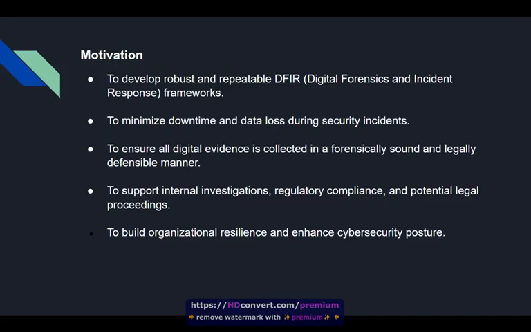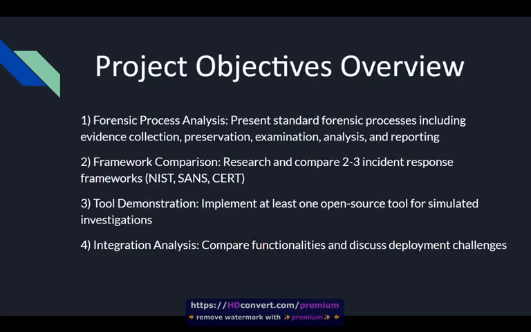Additionally, incident response must be coordinated and time sensitive, as every minute of delay can result in further damage or data loss. This is the problem space our project addresses.